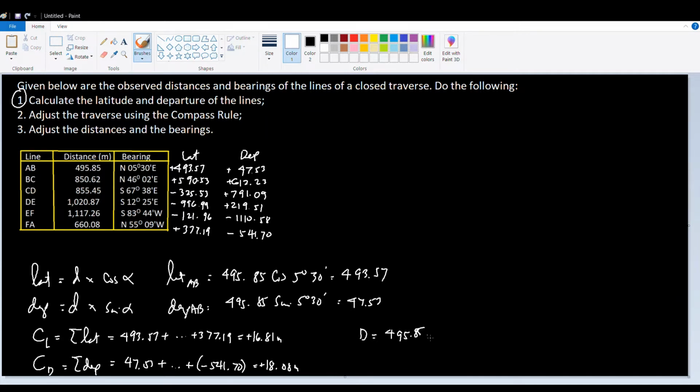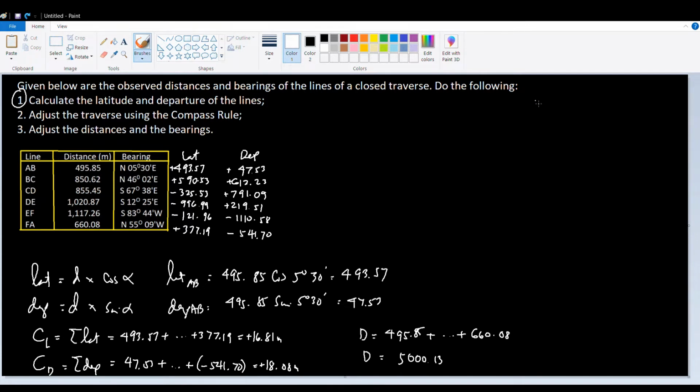495.85 plus and so on and so forth up to 660.08. And so that will give us a value of 5,000.13. So you can verify that by adding all these distances. Okay? Now that we have the total perimeter or the total distance, we can start calculating for the corrections. The corrections for the latitudes and the departures.